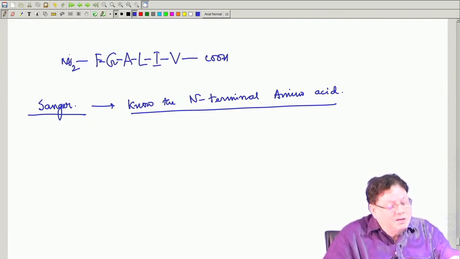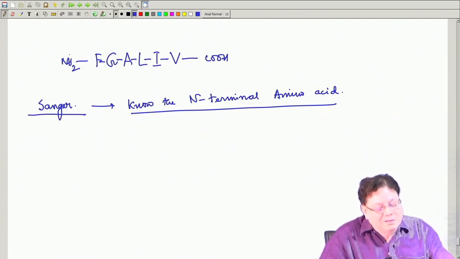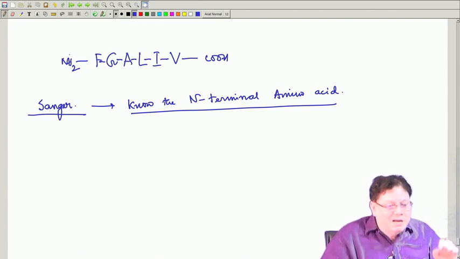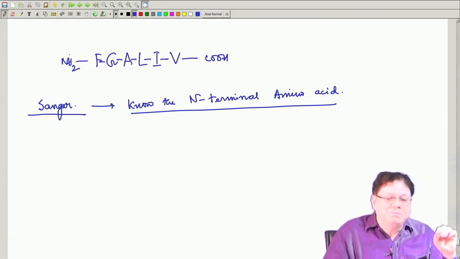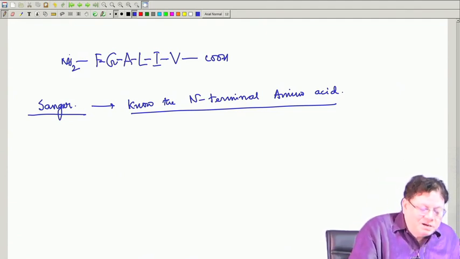That means if I use Sanger's method, I only know what is the first amino acid from the N-terminus end, that means from the left side. Okay. But this method is not applicable to know the other amino acids. So, that is the drawback, but anyway this is a significant achievement at that point, to know what is the first amino acid to begin with. Okay. What is his method?